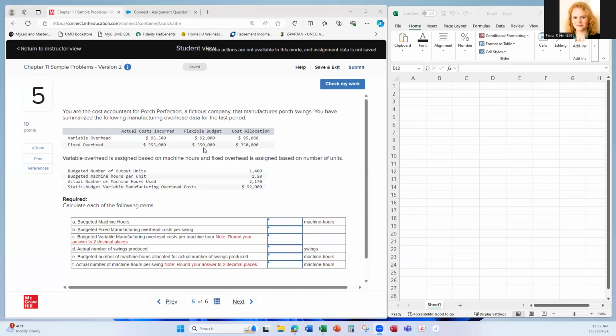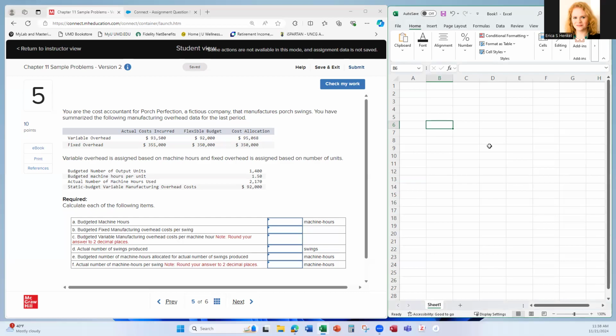And then across for flexible budget, they've got $350,000 for fixed overhead. That's what they allocated. And then they had an actual cost of $355,000. Looking down here at the detail they give us for the variable overhead, they're saying that their base of allocation is machine hours, and then their fixed overhead is based on the number of units. Okay. So they've got a budgeted number of output units, which is 1,400, and budgeted machine hours per unit. So from this, we can calculate our budgeted machine hours, right?